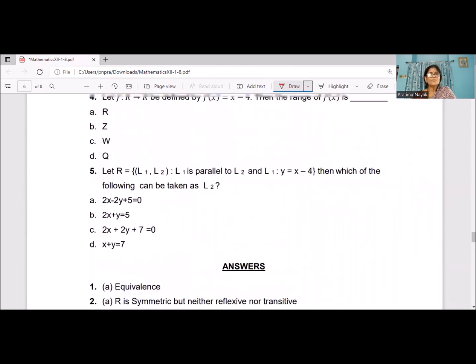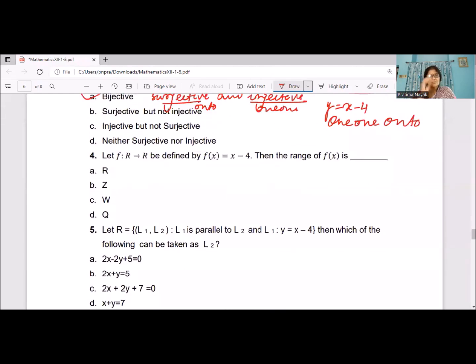Part 4 and part 5. Let f be a function defined from real numbers to real numbers, f(x) = x - 4. Then the range of f(x): if y = x - 4, and x and y are both real numbers, x is a real number. A real number may be rational or irrational. So y may be rational or irrational. So y will be a real number.